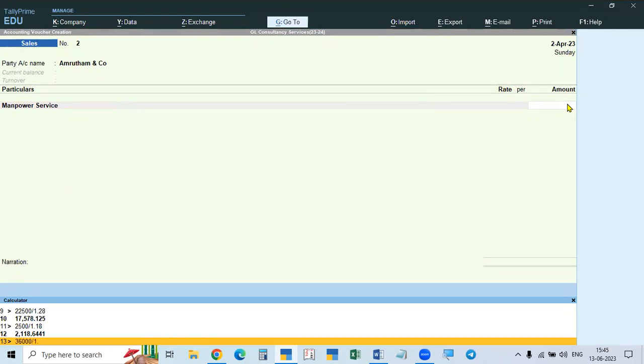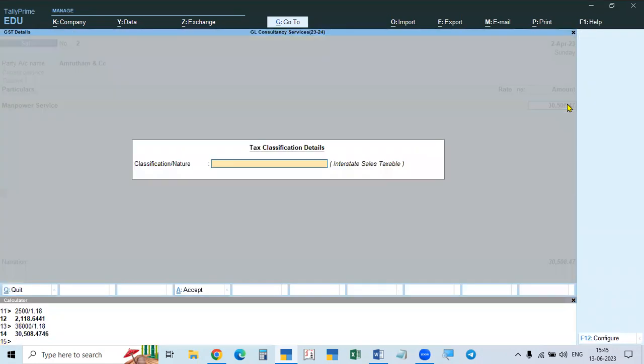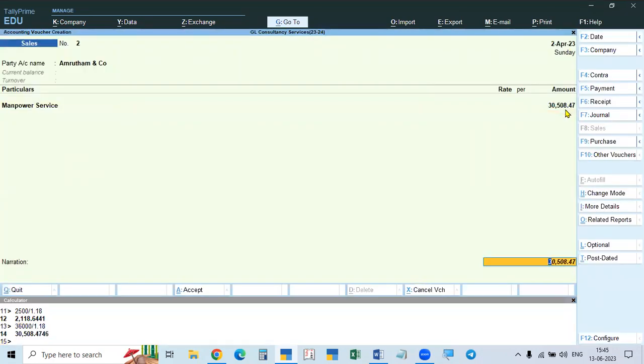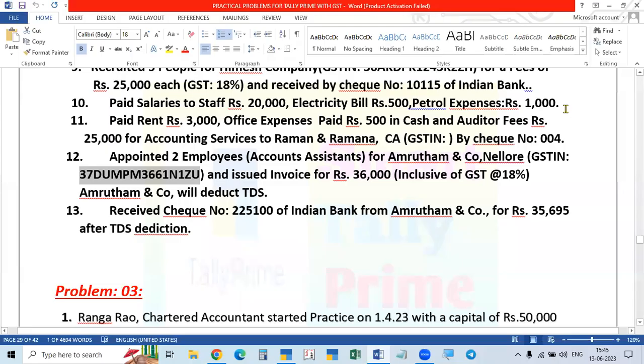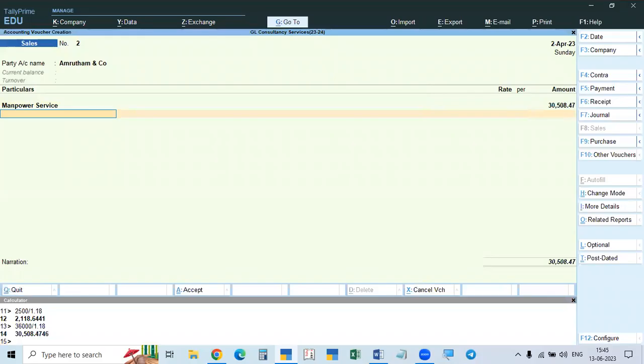36,000 divided by 1.18, since the tax rate is 18%. So that is 30,000. And then for the rate, we are giving service to the urban state, so we have to calculate IGST. Here also, we are selling to them, so they have to make payment to us.